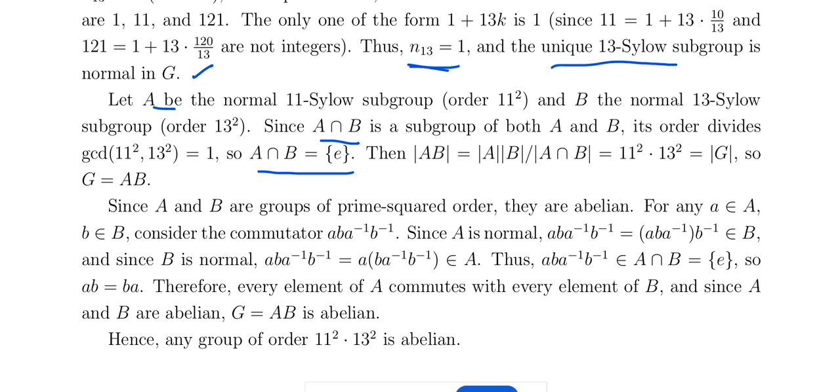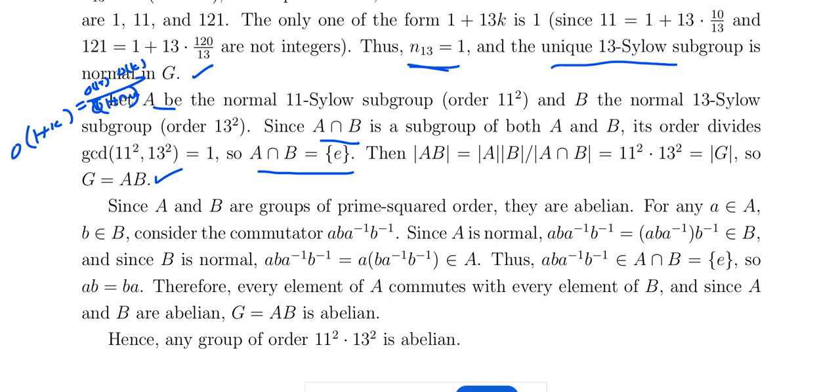If you take HK, you have already seen this result: the order of HK equals order of H into order of K divided by order of H intersection K. Applying this result, the order of AB equals 11 square into 13 square, which equals the order of G, since A intersection B is the identity element. Here the order of A is 11 square and the order of B is 13 square, so the product equals the order of G. So G equals AB.